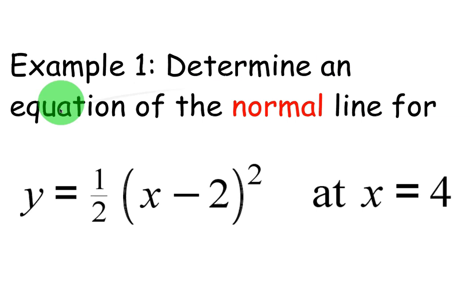It says determine an equation of the normal line for y equals 1/2 quantity x minus 2 squared at x equals 4. So you want to focus on this keyword normal, and that's going to be a different set of steps than finding the tangent or the secant line. Obviously for secant you need 2 x values.